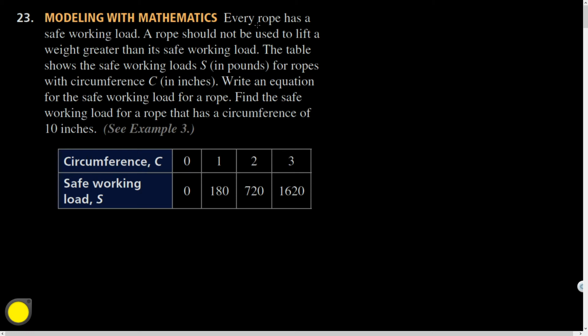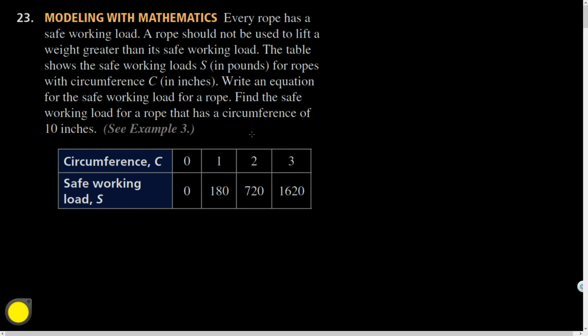Here we go. Every rope has a safe working load. A rope should not be used to lift a weight greater than its safe working load. Makes sense. The table shows the safe working loads, S in pounds, for ropes with circumference C in inches. I imagine this also is dependent on what material the rope is made out of. Write an equation for the safe working loads, and then make a prediction.